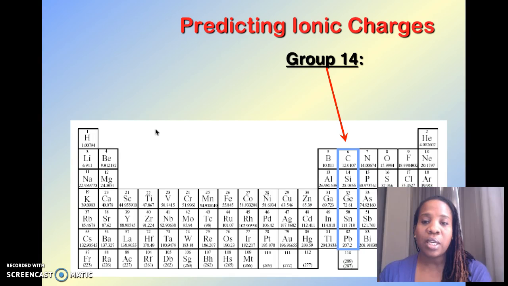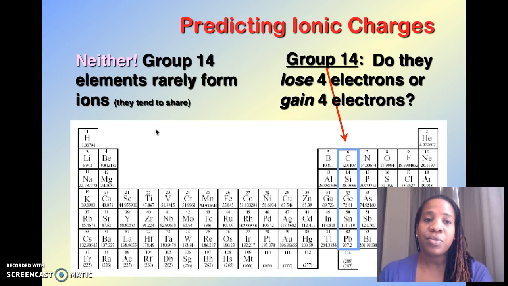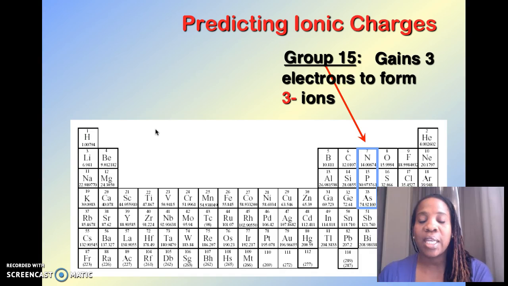Group 14 is tricky because you ask yourself, are they going to lose 4 electrons or gain 4 electrons to fulfill the octet rule? And the answer is neither, really. They tend not to form ions, at least the nonmetals don't. And then the metals at the bottom of the group can actually lose 2 or 4. So those fall into the category of having to be specified. Group 15, again, we're talking about the nonmetals here. They're all going to gain 3 electrons and form -3.